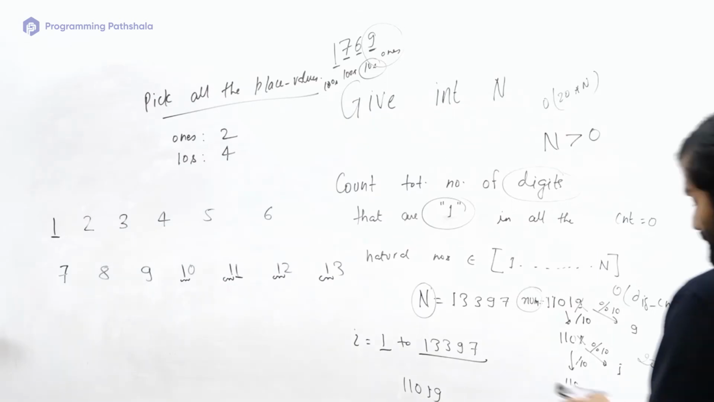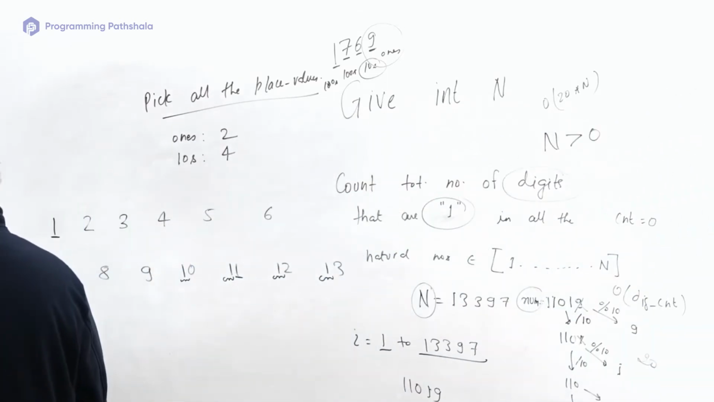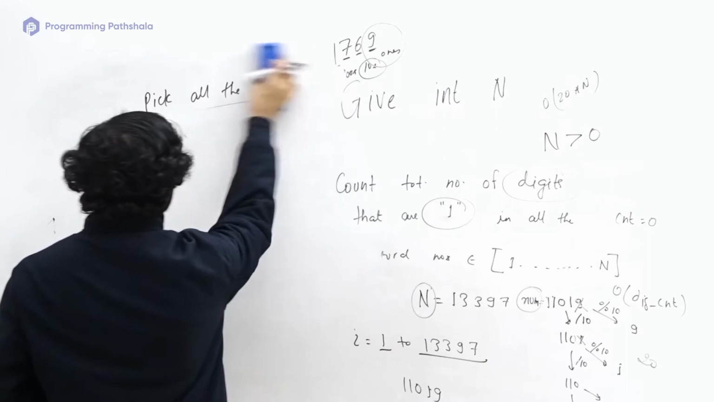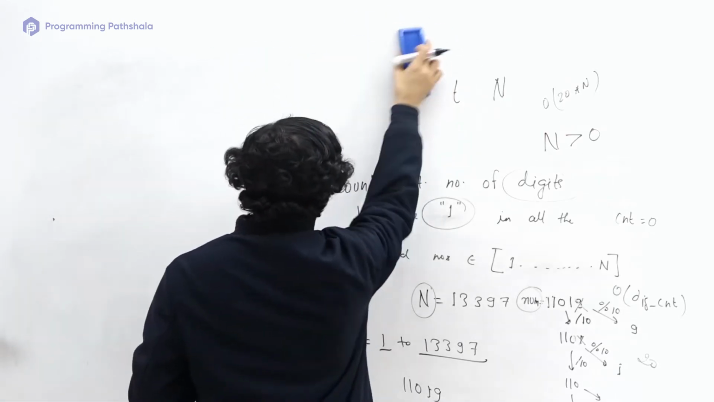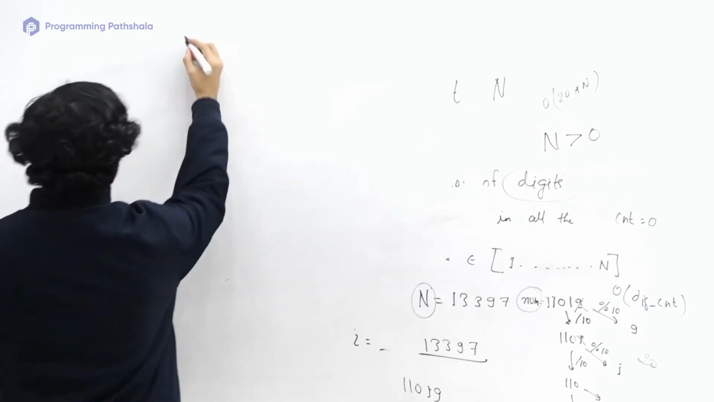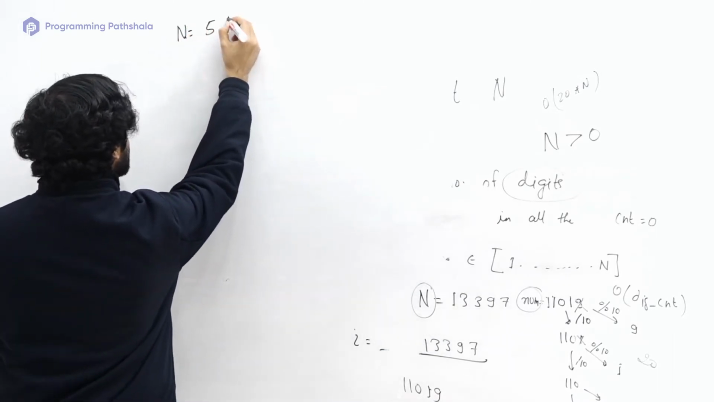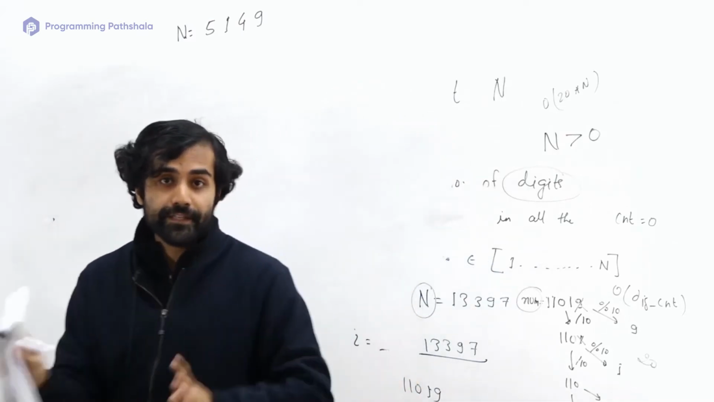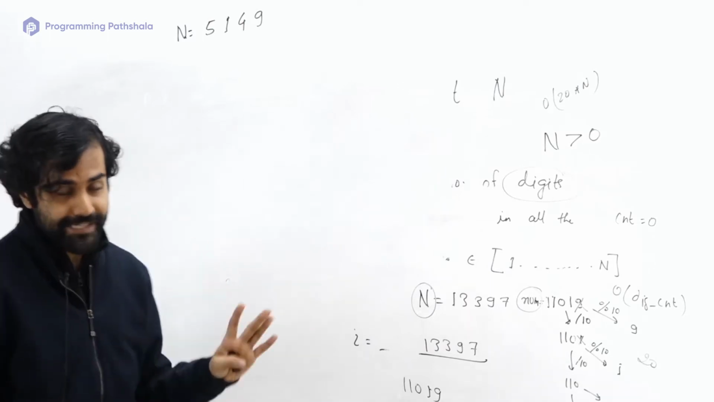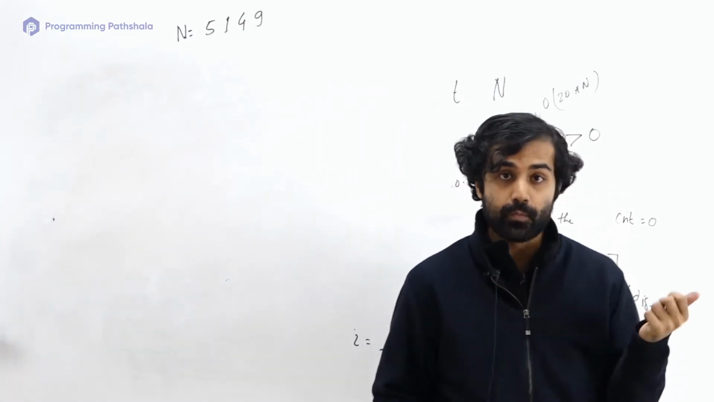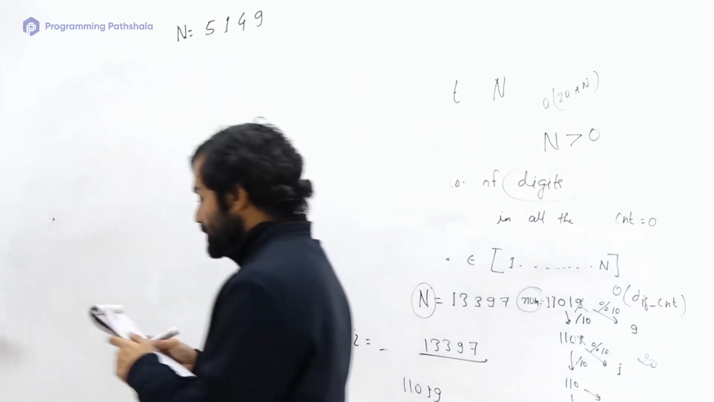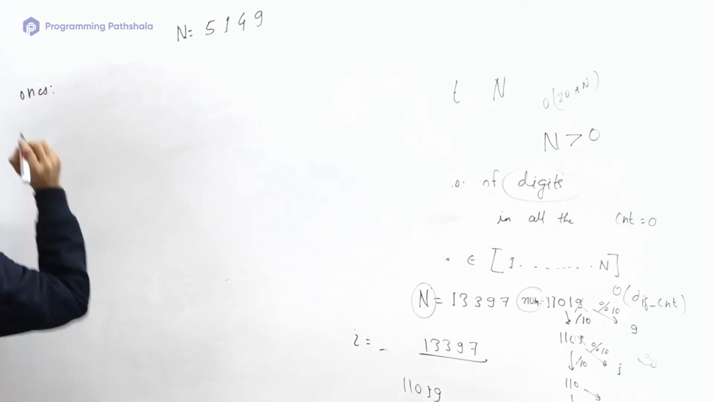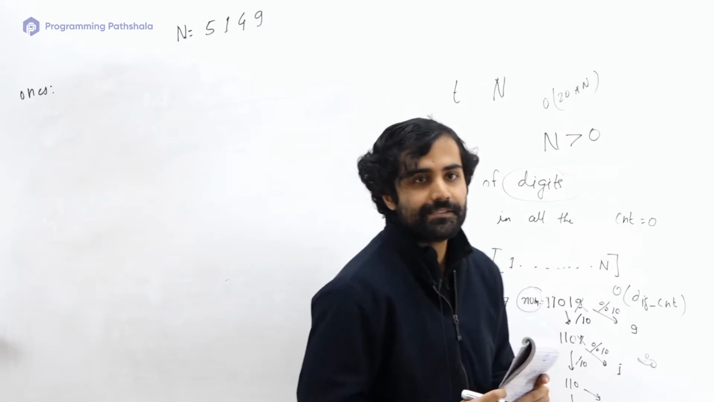Now let's take an example and see what kind of beautiful pattern will come into the picture. Let's take any random number that you want. Let's take something like n equals 5149. I want to consider all the natural numbers from 1 to 5149 and check how many digits are 1 in that. As I said, first I'll find the contribution of one's place value.